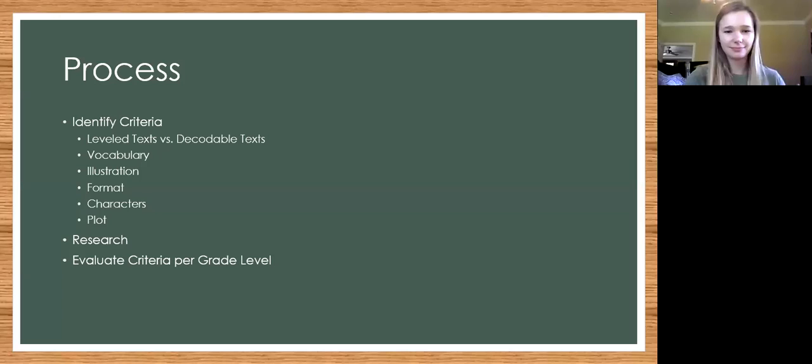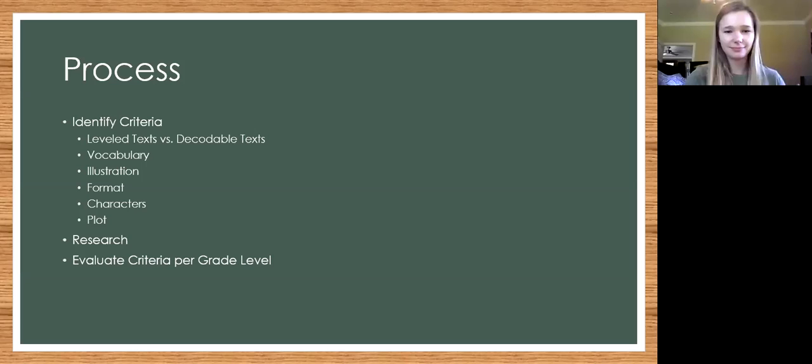Then you have vocabulary. Looking in books, it's the diversity of words, the number of new words, and age suitability. For illustration, it's how many there are and how they contribute to the story. For format, this is just the way the book comes, like a board book or a chapter book, its general format. Characters are how deep they are and how many there are. And for plot, I looked at the complexity and how that suits the age and developmental range. Then I researched by looking into these different criteria and also into age appropriateness, and matched those together to find what criteria best suited what age level. And then I used that research to develop my guide.